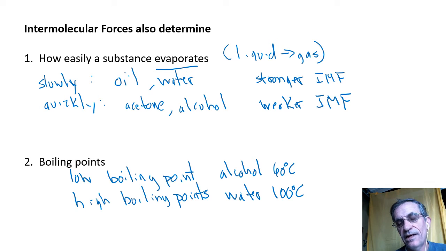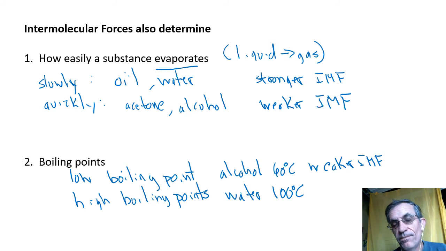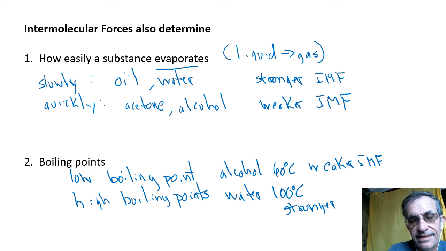So when I look at those numbers and I see, oh, your alcohol boils at a lower temperature, that tells me it's going to have weaker intermolecular forces. And if you boil at a higher temperature, you're going to have stronger intermolecular forces. You're really stuck to your neighbors. You don't want to turn into a gas and escape from your friends. All right, so with that, let's talk about a couple more things that these intermolecular forces control.